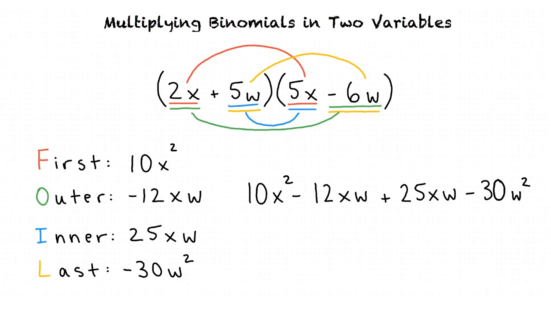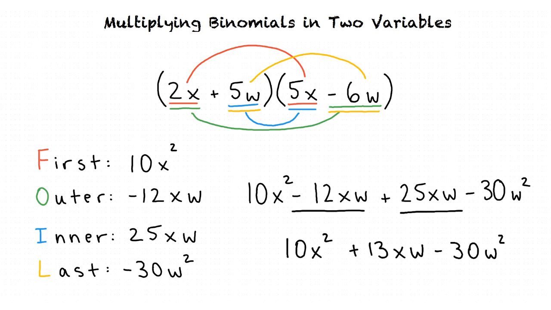Now we are able to simplify by combining like terms. Negative 12xw and 25xw are like terms, so let's add them together. Negative 12xw plus 25xw equals 13xw. After combining like terms, we have found that the product 2x plus 5w times 5x minus 6w equals 10x squared plus 13xw minus 30w squared.